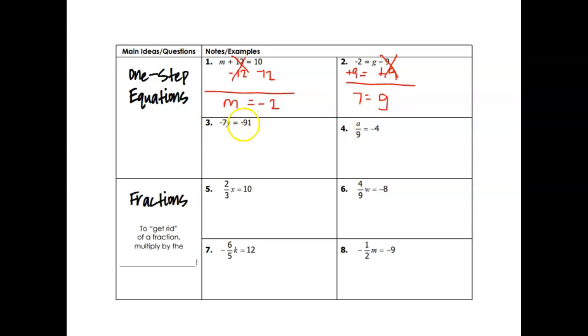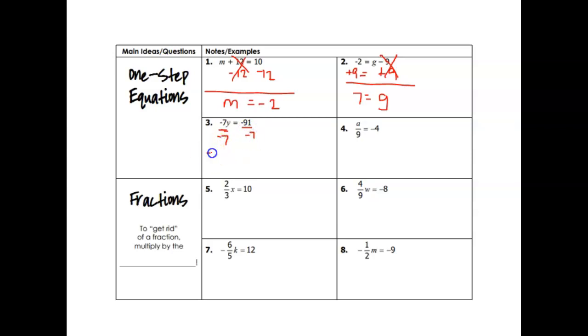On number 3 is negative 7y equals negative 91. Well, I am going to go ahead and divide because I see multiplication. Okay, I see multiplication here, so I need to divide both sides by negative 7.